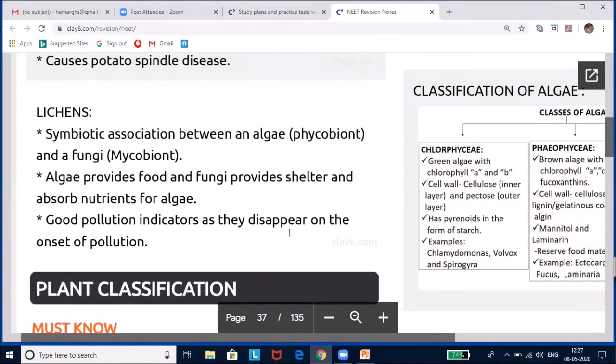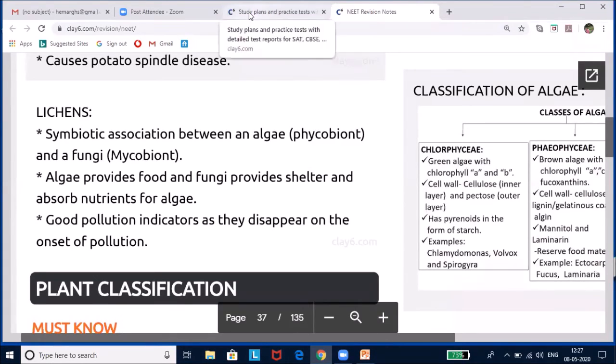Now the last is lichens. As I said, fungus can come in association with an alga, and this results in a symbiotic relationship known as lichens. The algal partner is called the phycobiont and the fungal partner is called the mycobiont. Algae are photosynthesizing organisms, so algae provide food and fungi provide shelter and absorb nutrients for the algae. So algae is basically the cook and fungi supplies all the materials. They are good pollution indicators because whenever they disappear, it indicates that the area is polluted. So this completes the lesson, biological classification.